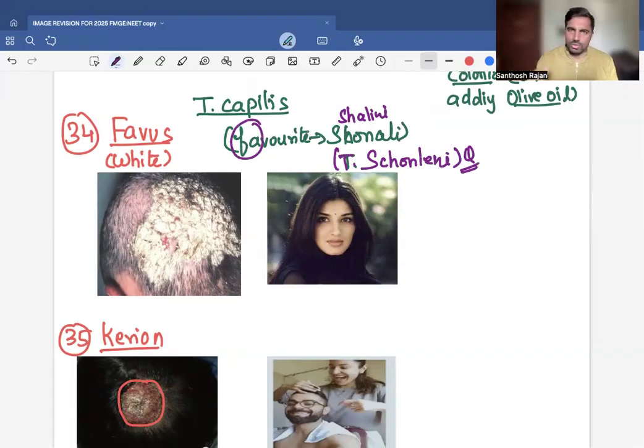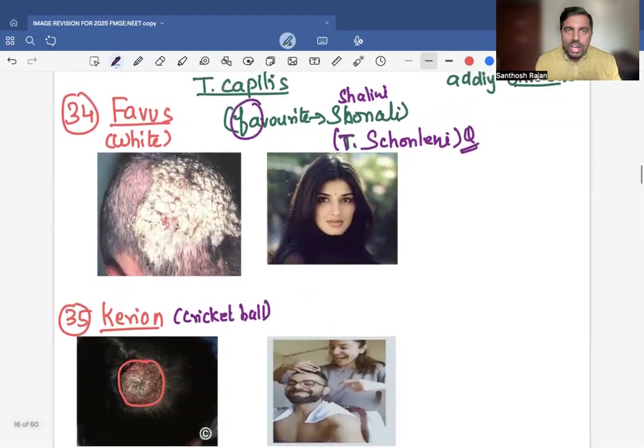And she had this favus. Here you see, this looks like a cricket ball. So whenever something looks like a cricket ball, automatically you should think about what? Our Viru. Viru is going to help you in many places. Sometimes Viru gets crazy, that's why we call him mental Viru.